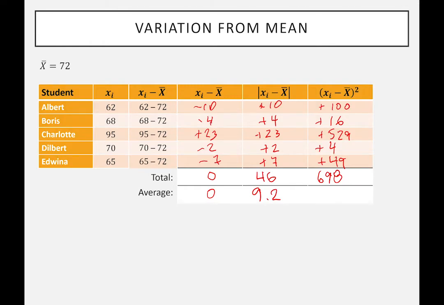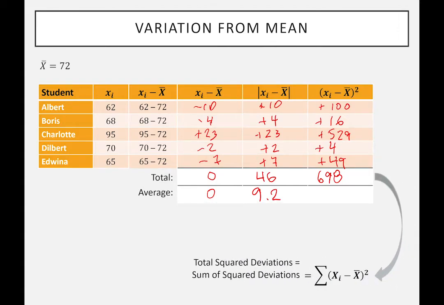And this is actually an important number in statistics. It's referred to as the sum of the squared deviations. So you can see here it is the difference between each of the individual numbers minus the average, which is 72 for the entire class.